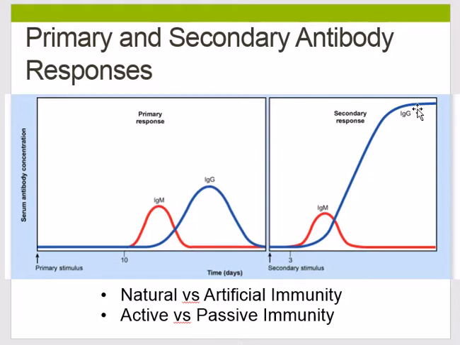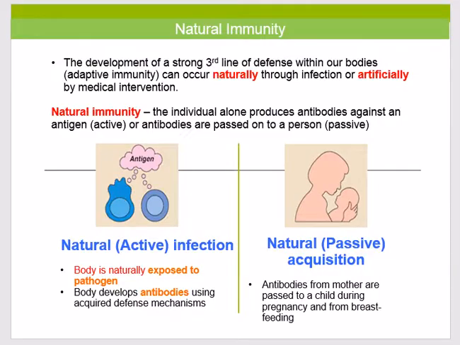IgM and IgG are just specific antibodies that are released in certain exposures to antigens. And we'll speak about the different forms of immunity now on the next two slides, comparing natural versus artificial and active versus passive immunity. Okay, let's move on to the next slide where we'll talk about these different types of immunity briefly.